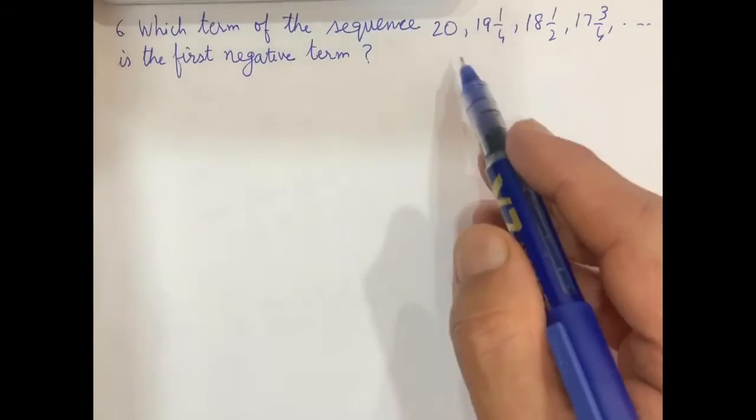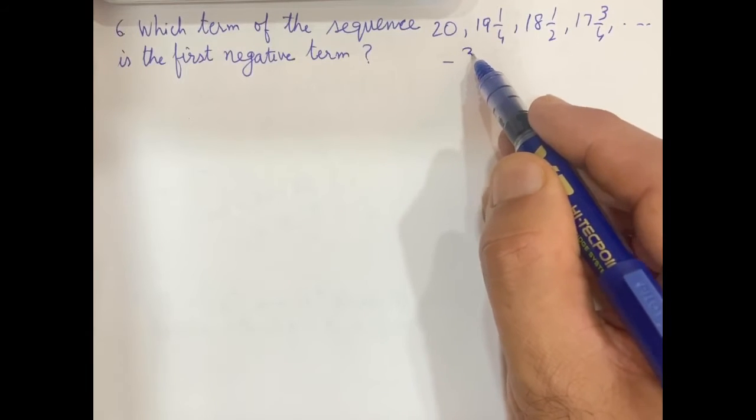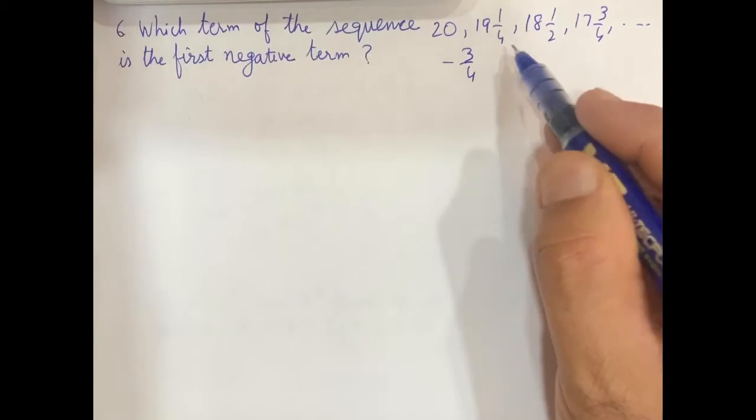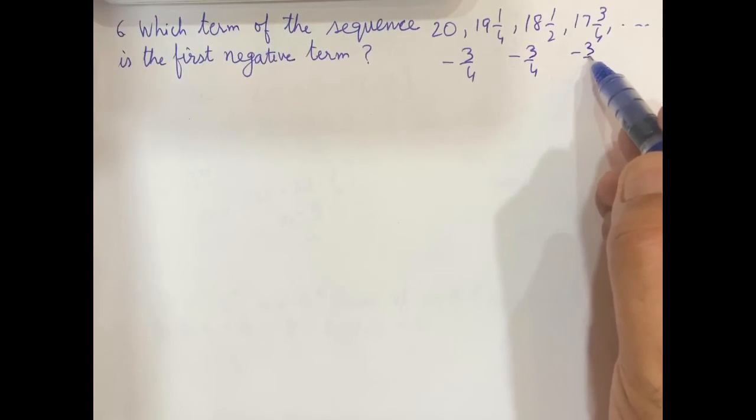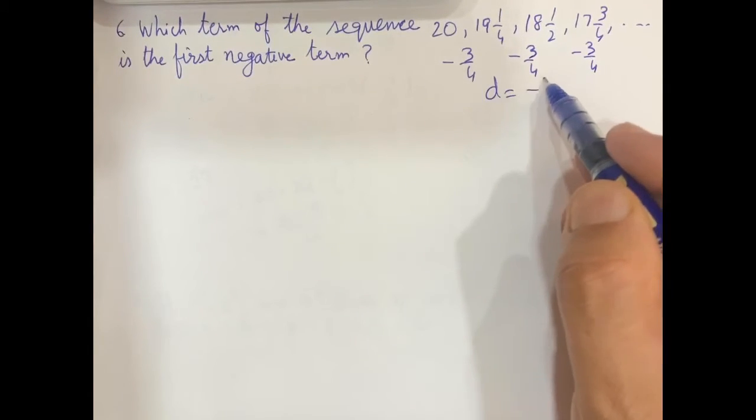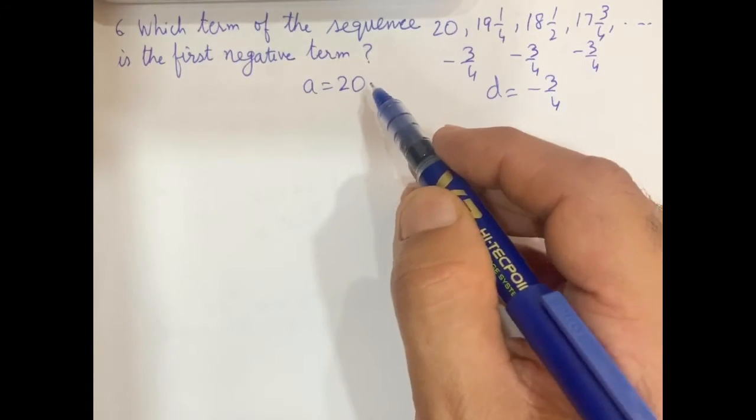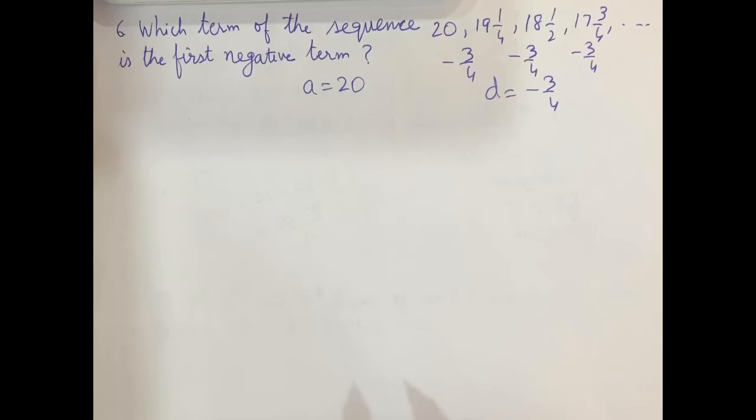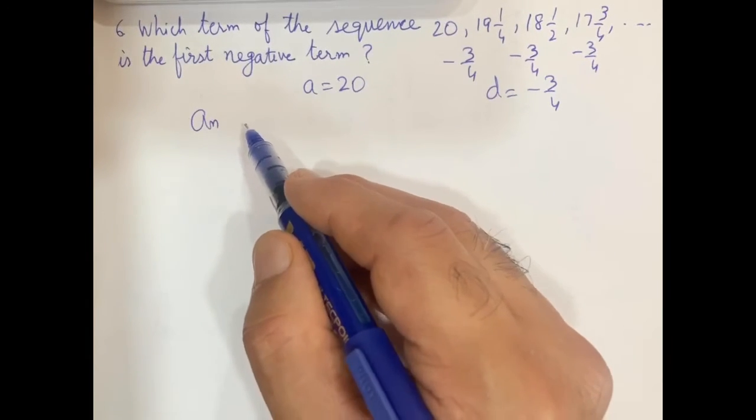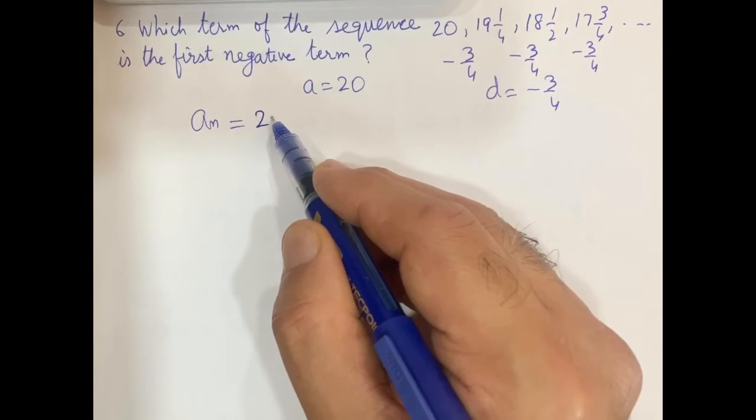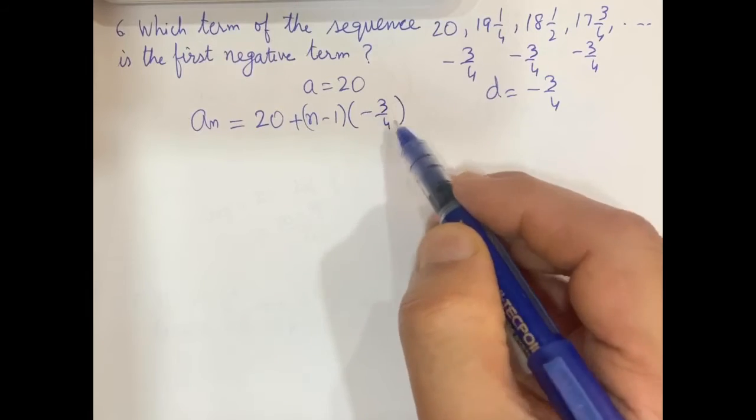Next question, we are given an AP. The difference of the second term and the first term is minus 3 by 4. The difference of the third and second is also minus 3 by 4. Similarly, this difference is also minus 3 by 4. So the common difference is minus 3 by 4. The first term is 20. We have to find the term of the sequence which is the first negative term. Let us say the nth term is the first negative term. The nth term is a, 20, plus n minus 1 into d, which is minus 3 by 4.